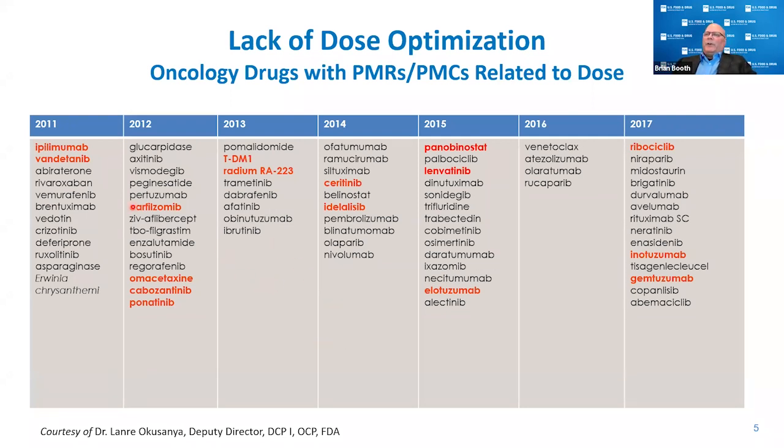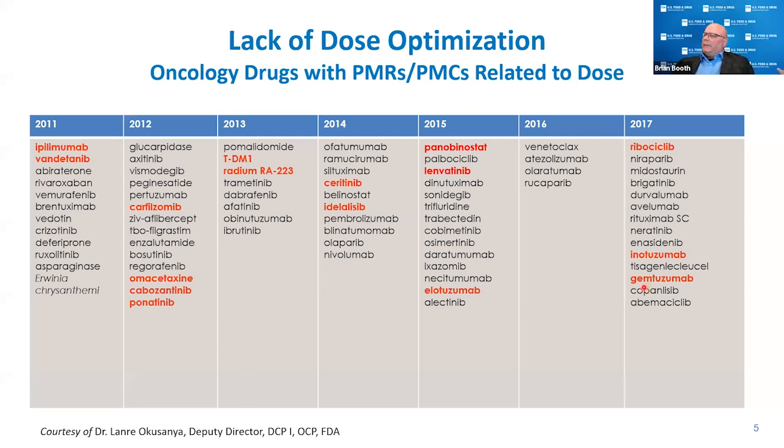So what we have here are the drugs that were approved over a 7-year period in oncology. And all of these drugs had PMRs or PMCs for these products to find the right dose, either for a special population or the general population, after the drug was approved. Okay? And the examples that are highlighted in red are examples of drugs where we found the dose was too toxic in the patient population, and we needed to find a better dose with less toxicity after approval. And that is a very difficult thing to do. We've been successful in some cases, and others not so much.